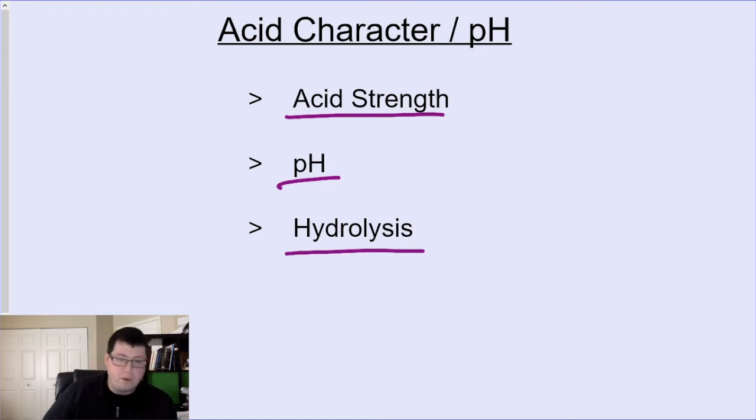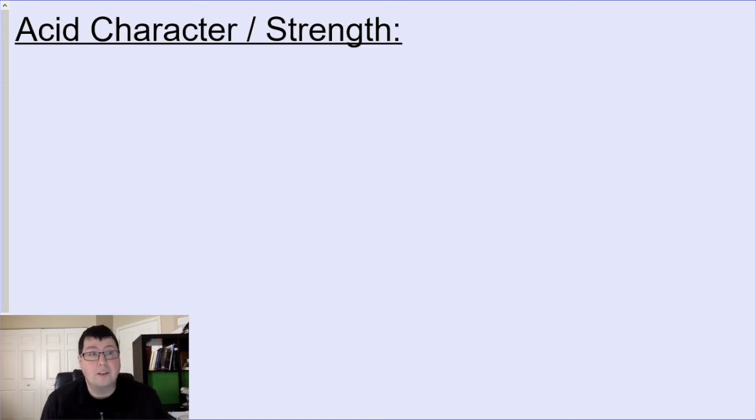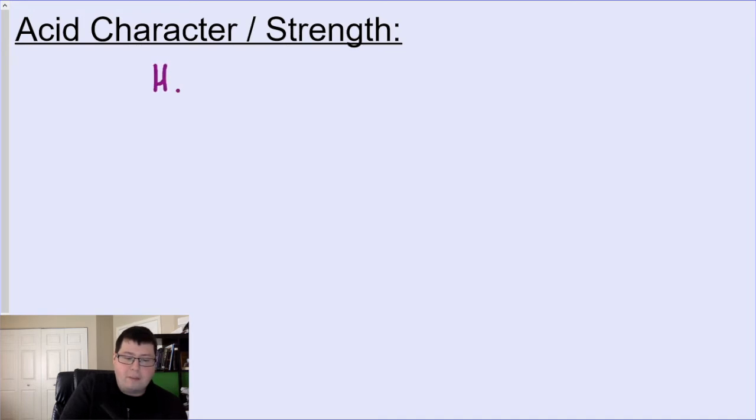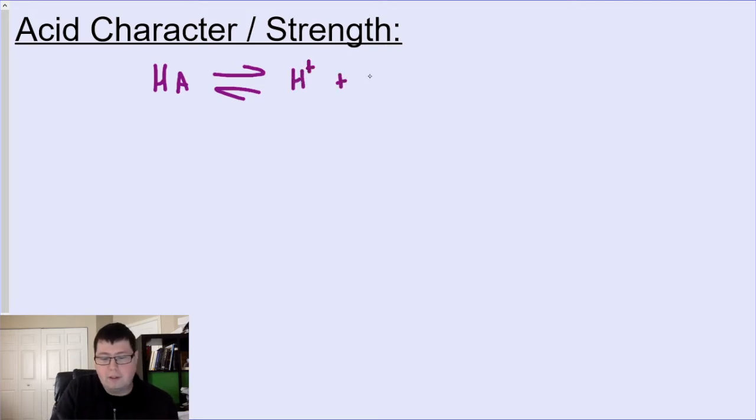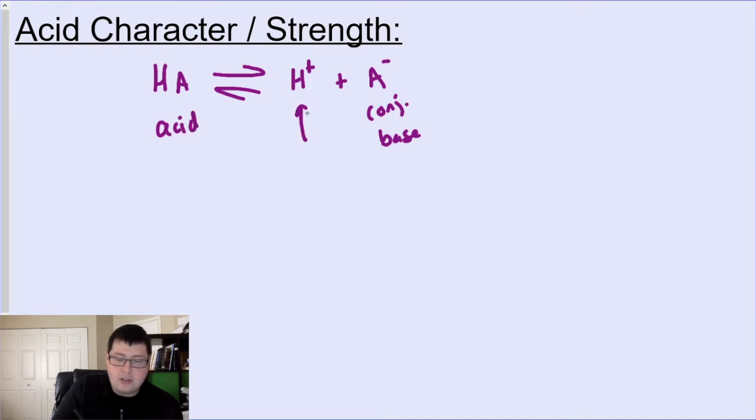Well, to start off with acid strength and acid character, the first thing to talk about is just that we know that acids, besides strong acids, exist in some sort of equilibrium reaction. That is, if we have some acid, HA, then it exists in an equilibrium between H+ and A-, where A- is the conjugate base of our acid, and H+ is the ion that in solution actually gives it its acidic properties.